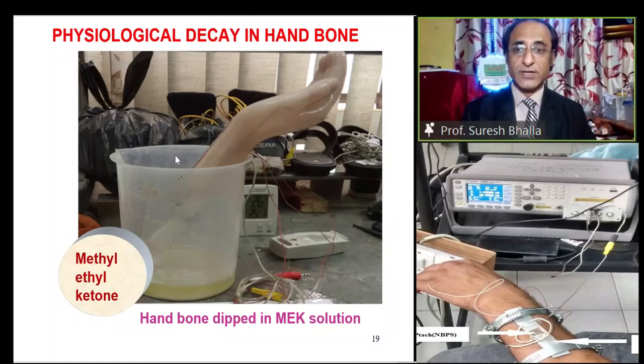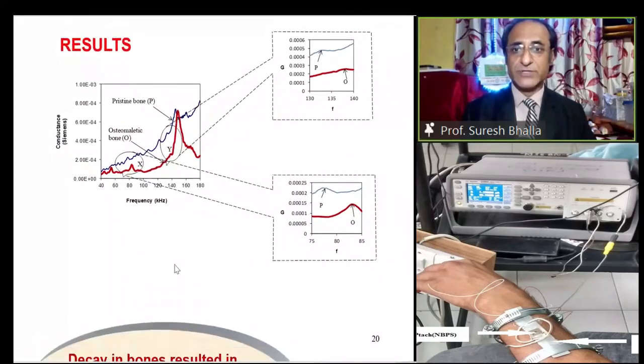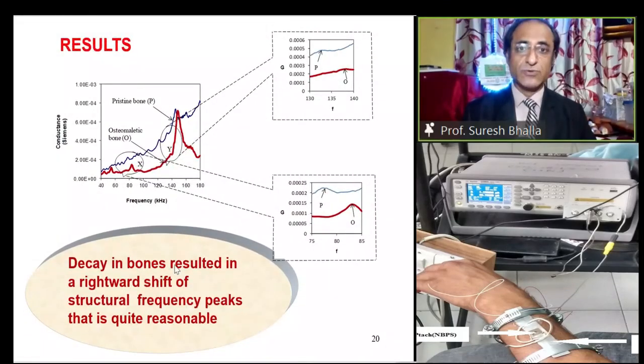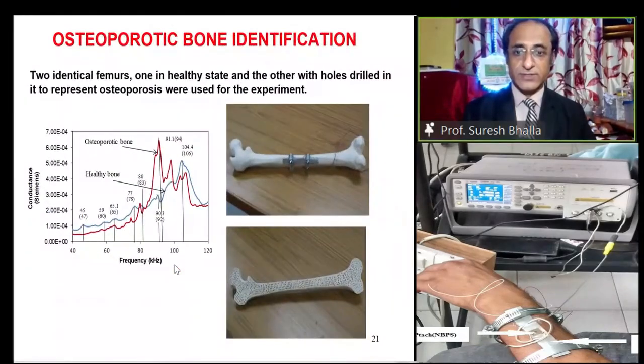And then we did damage in artificial bone by means of degradation. Very simple, these were the preliminary experiments. So we just used methyl ethyl ketone solution to cause degradation in this artificial bone, and we could get meaningful results. So once we had the initial experiment successful, we went further and we thought of detecting osteoporosis, and our impetus was always to get something in a baseline free manner.